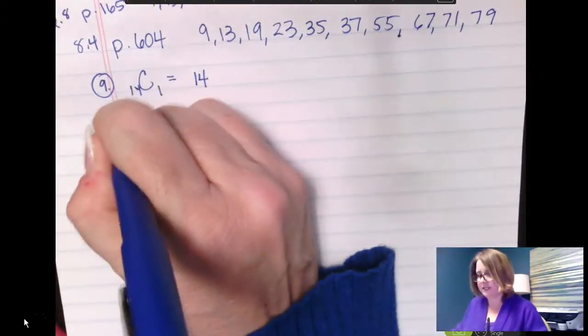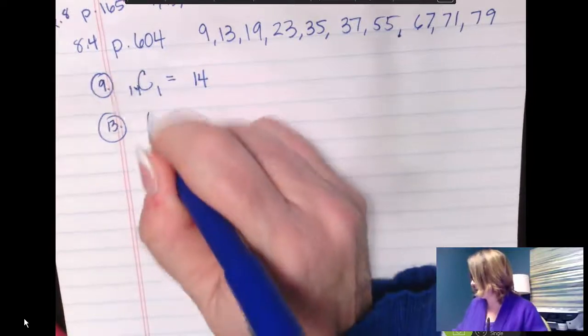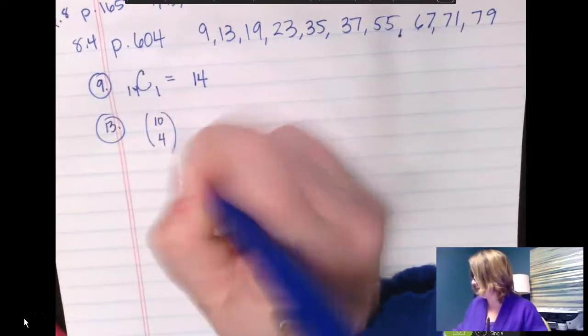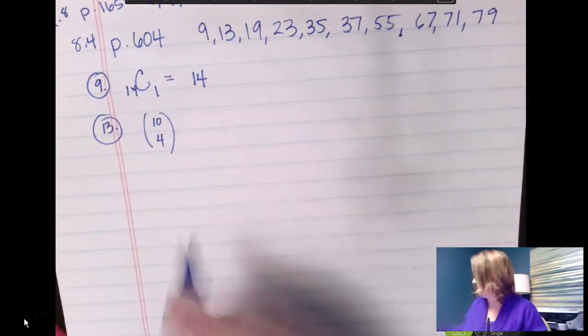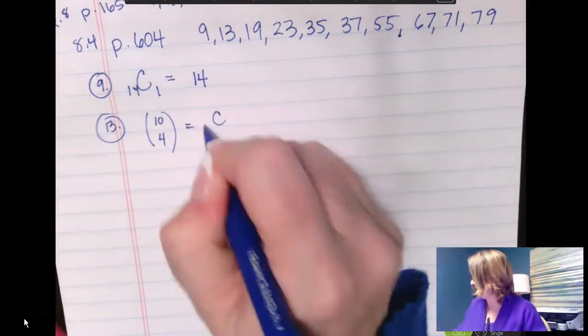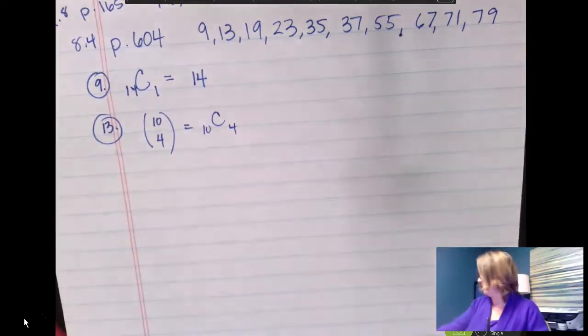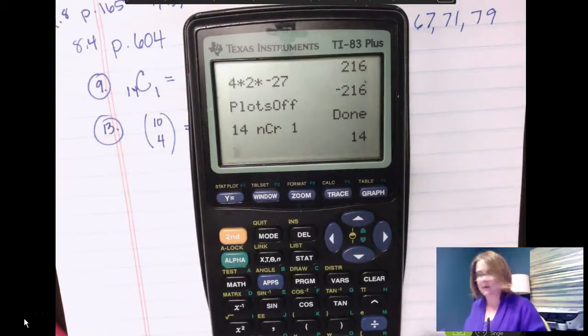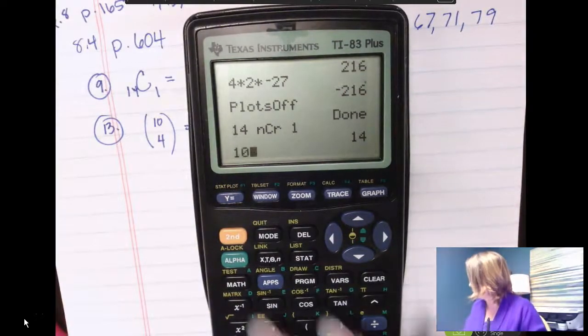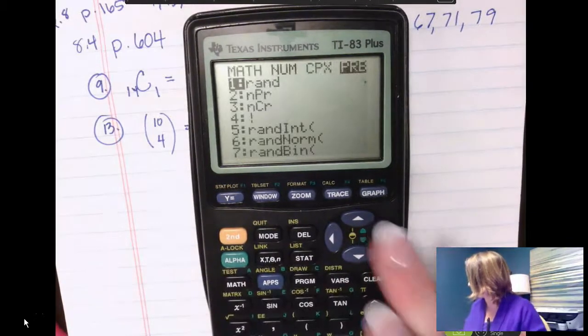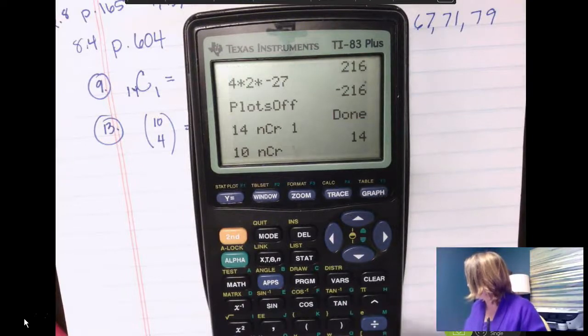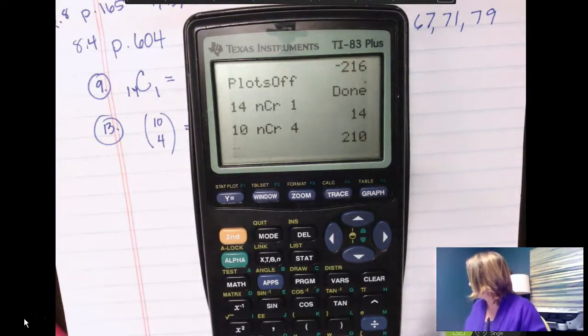In number 13, we've got just a different notation. So with the 10 and the 4 and the big parentheses like that, that's a combination of 10 things taken 4 at a time. So we'll go into the calculator and we'll do 10 things, combination 4 at a time. So that's 210.